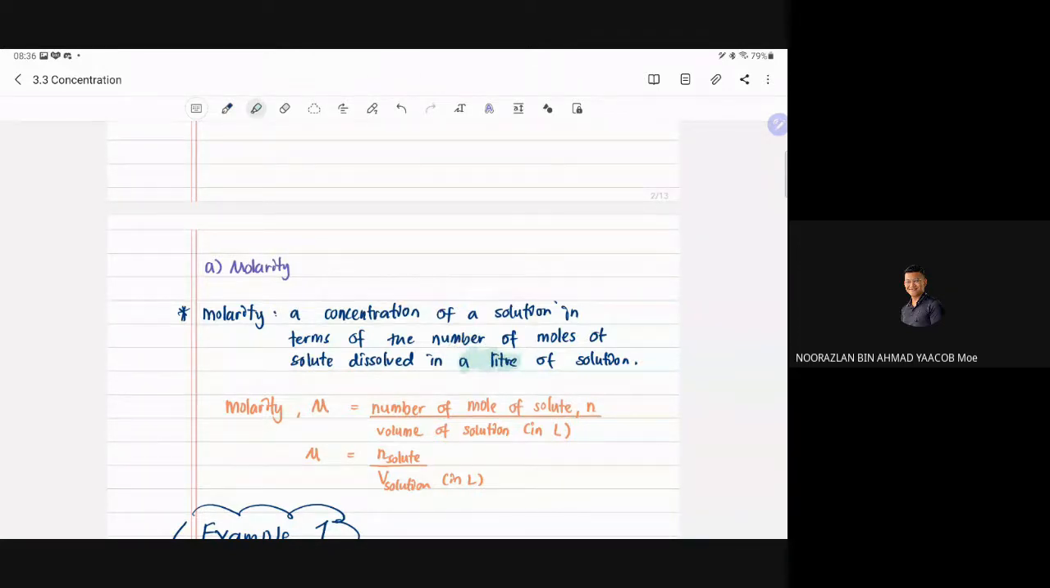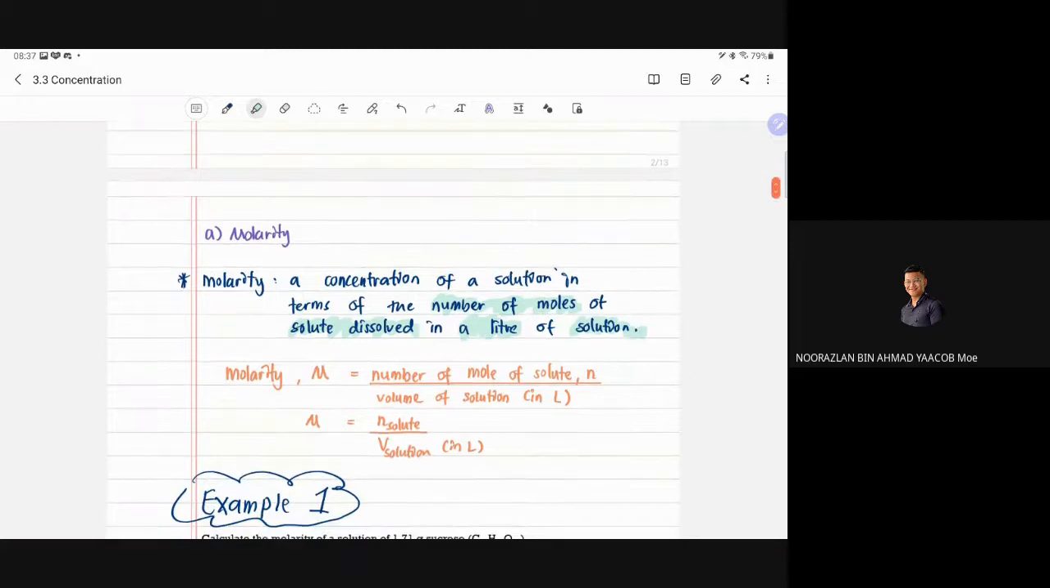Okay, in a liter of solution. So number of mole of solute dissolved in a liter of solution. Itu adalah the key points dia yang kena ada. Di sini disebut dalam liter. Maksudnya unit mesti dalam liter. Tak boleh guna ml. Kalau dia bagi dalam ml, you have to change it into liter. Kalau dia bagi dalam centimeter cubic, you have to change it into liter.